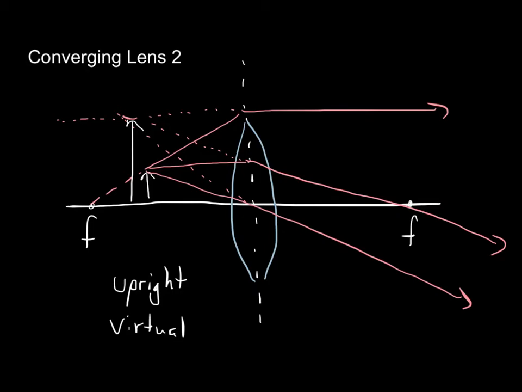And what we see is actually kind of a pattern with converging lenses and with lenses in general. If we have an upright image, it's always going to be virtual. And in our previous example, if we have an inverted image, it's always going to be real. And that's always going to be the case for these problems with just a single lens.